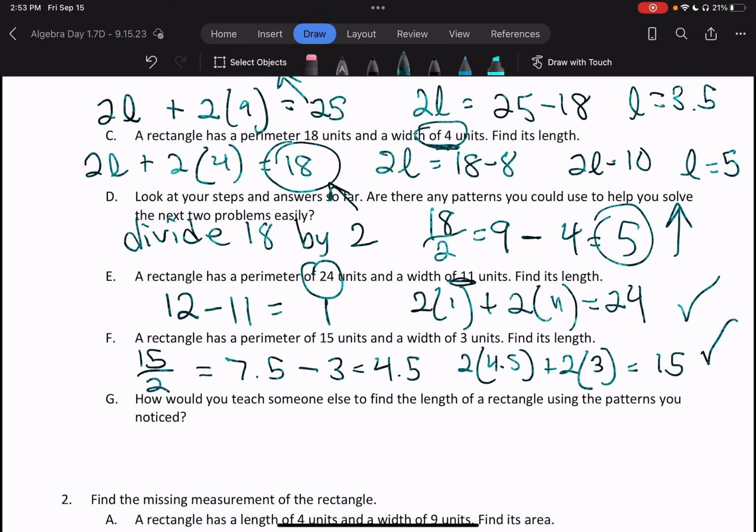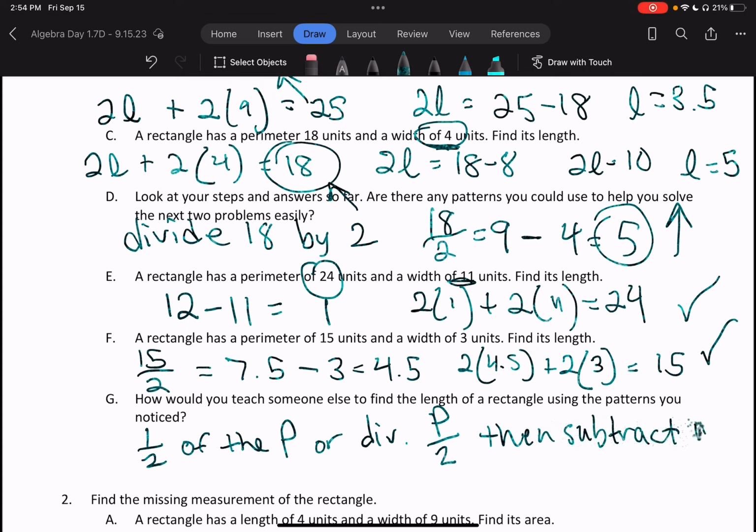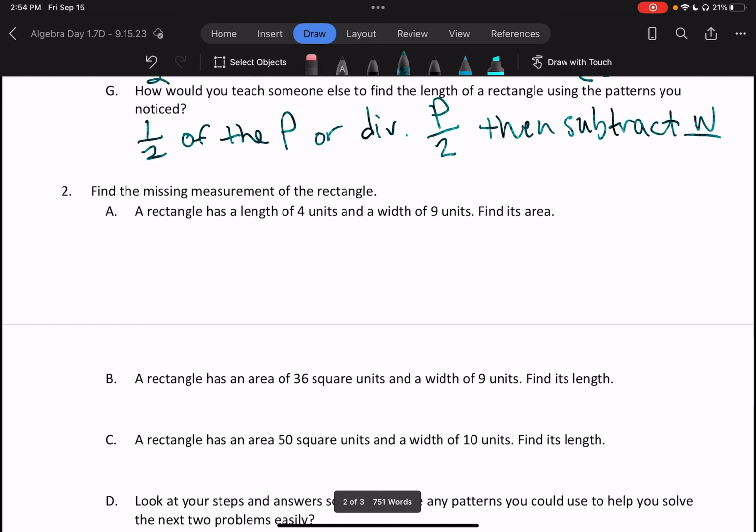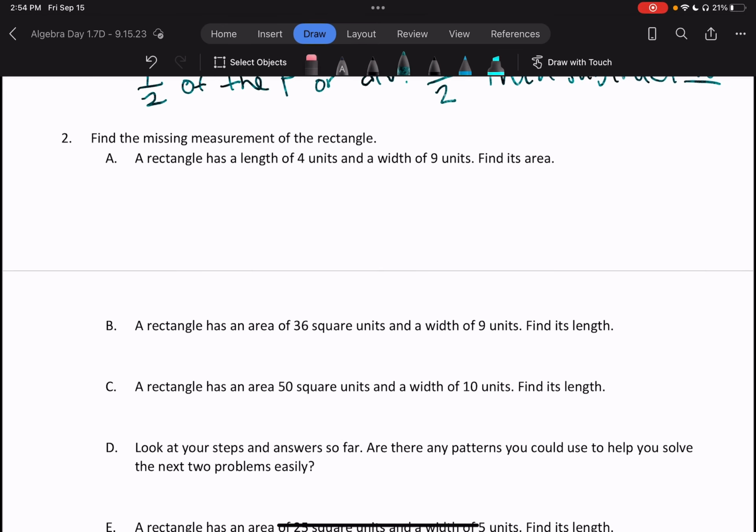So we can teach someone else to find the length of a rectangle using the perimeter and the width by saying that if we take half of the perimeter, or divide P by 2, then subtract the width, we can find the length. All right, so you're going to do the same thing, the same process, except now looking at area.